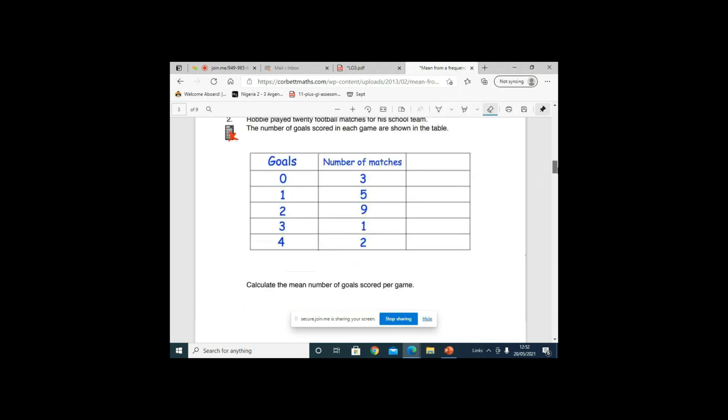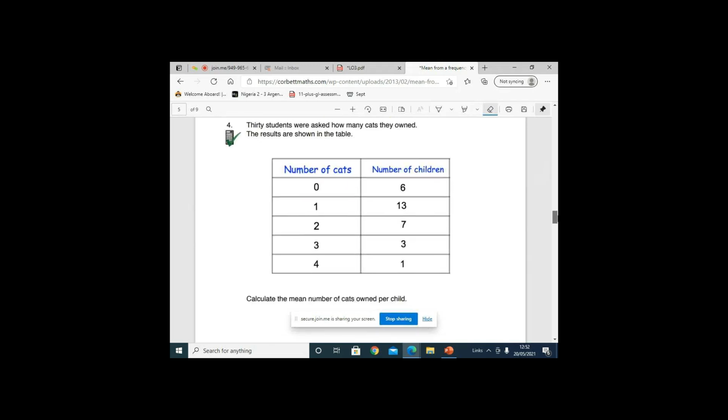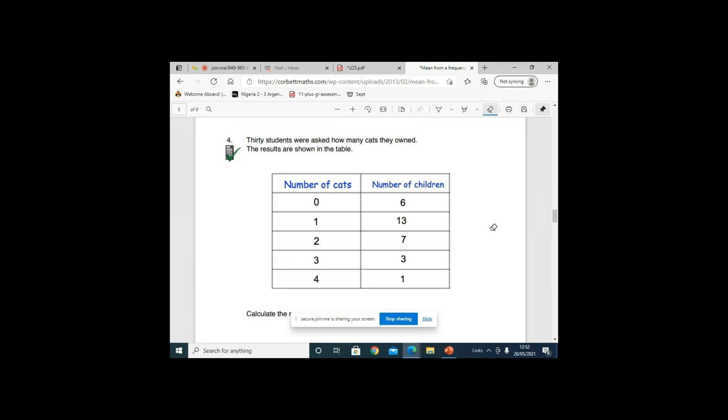So I just want you to do one independently without my help. Can you try and do this one? Find the mean, please, for this one. You have to multiply them and put them on one side, just the way I did the other one. 0 multiplied by 6 is 0. 1 times 13 is 13. 2 times 7 is 14. Try and do those ones.